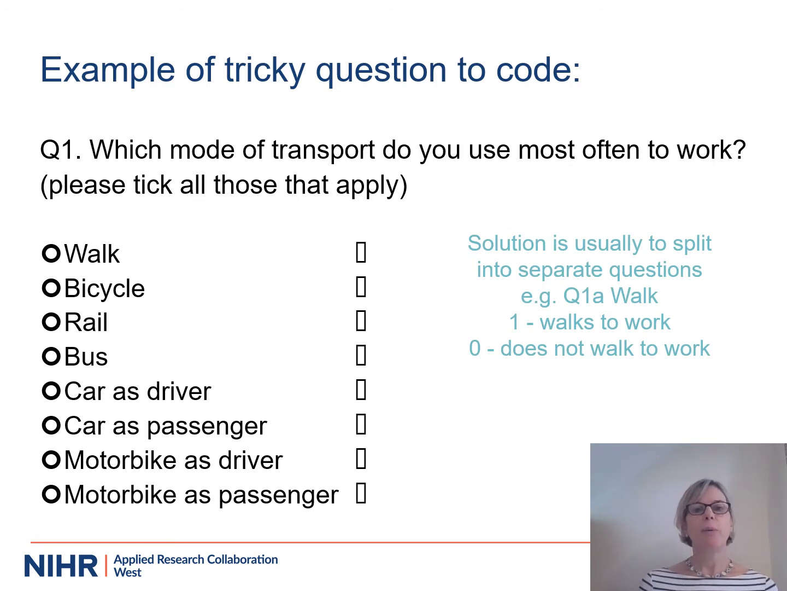So let's have a look at how we might code this question, which is a bit trickier because we've given the option for the person to tick all those that apply. So in fact, effectively somebody could tick walk, bicycle, rail. Indeed, I would do that when I normally travel to work.